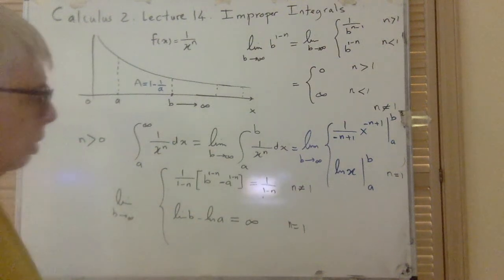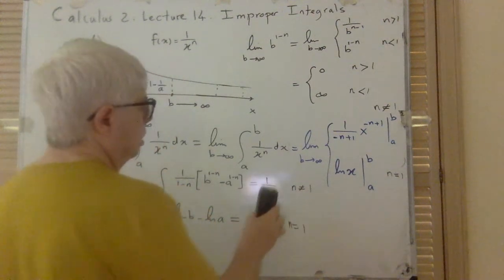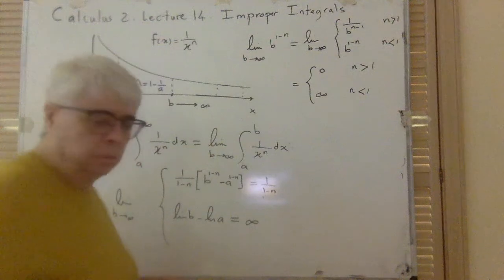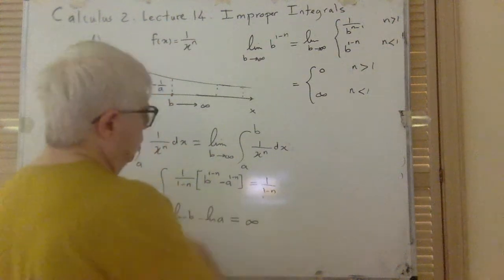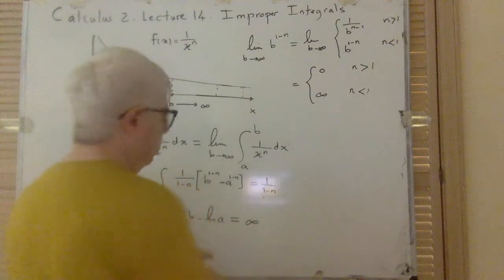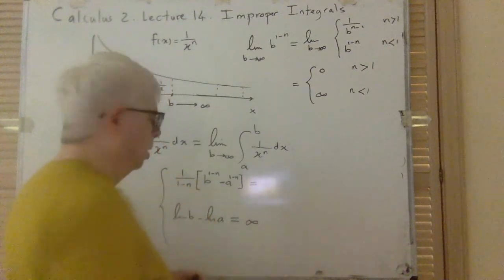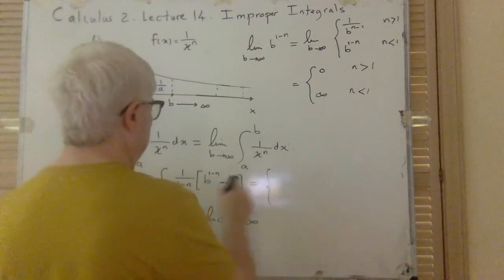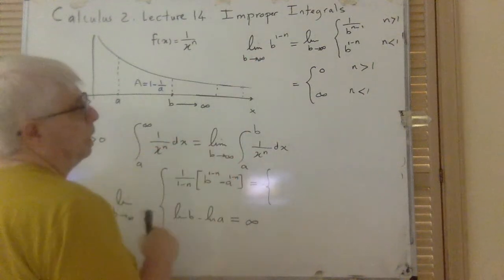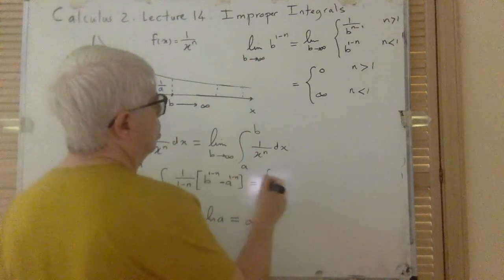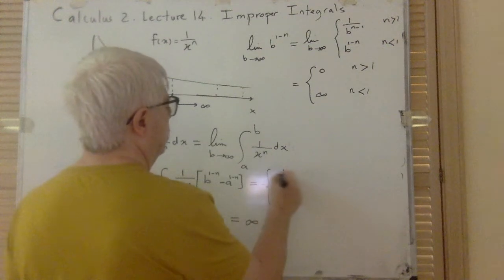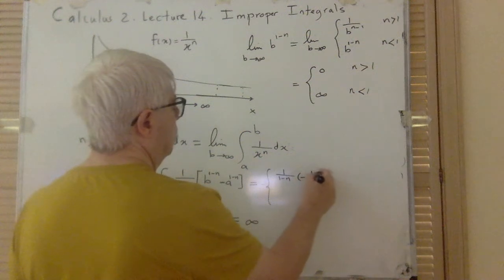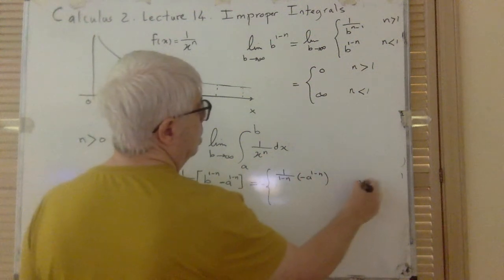Okay, so what can I say here? Let me erase this and write it here. So this will be, in that case, n bigger than 1, this will be 0. So I will get 1 over 1 minus n times minus a to power 1 minus n when n is bigger than 1.